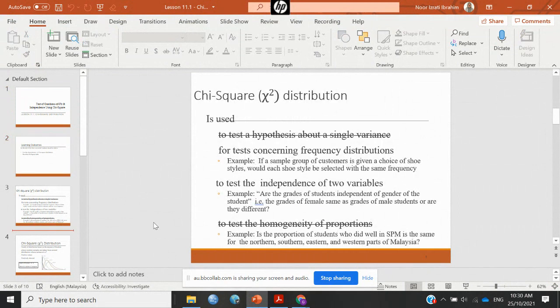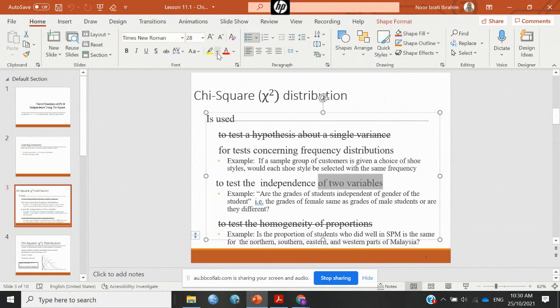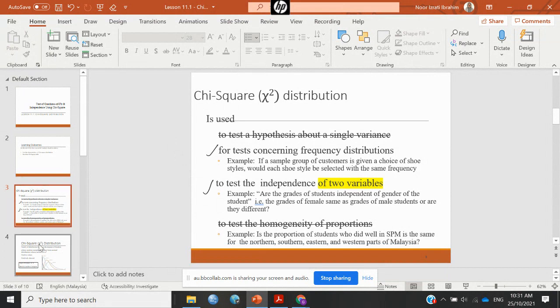The chi-square distribution is actually used to test a hypothesis about the variance, a single variance; to test the goodness of fit, which concerns the frequency distribution; and to test the independence between two variables. The two variables here are nominal or ordinal categorical data, or categorical variables. It can also be used to test the homogeneity of two proportions. The ones that we will cover in MAT 240S are to test the goodness of fit of the distribution and to test the independence of the two variables.